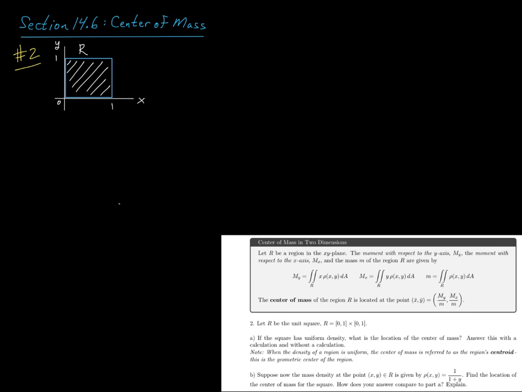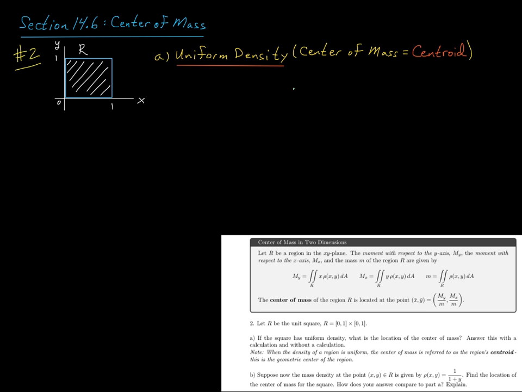All right, in this video, we'll look at question 2 on the worksheet that says, let R be the unit square here in the first quadrant with side lengths of 1. And part A says, if the square has uniform density, what's the location of the center of mass? Answer this with a calculation and without a calculation.